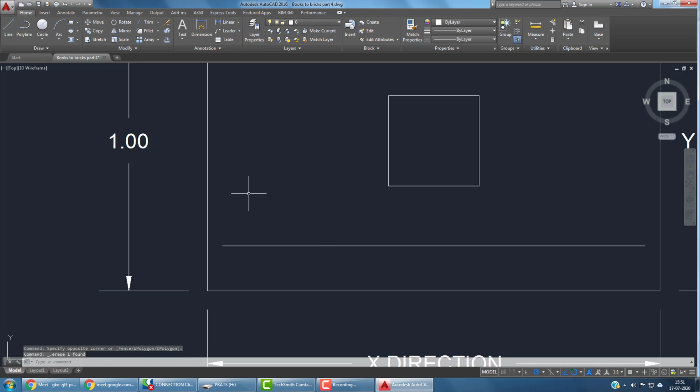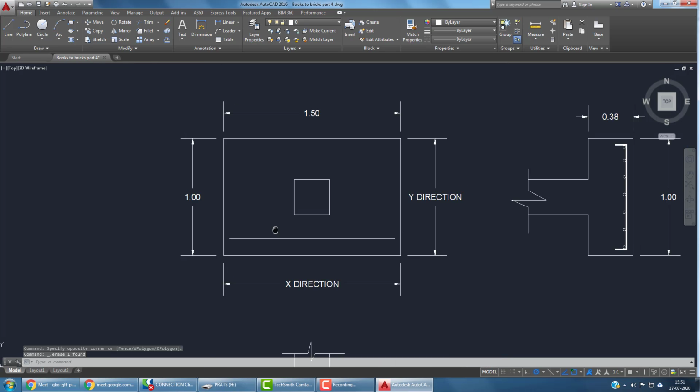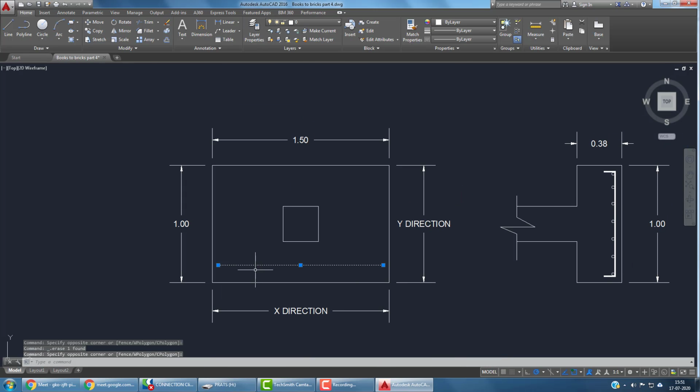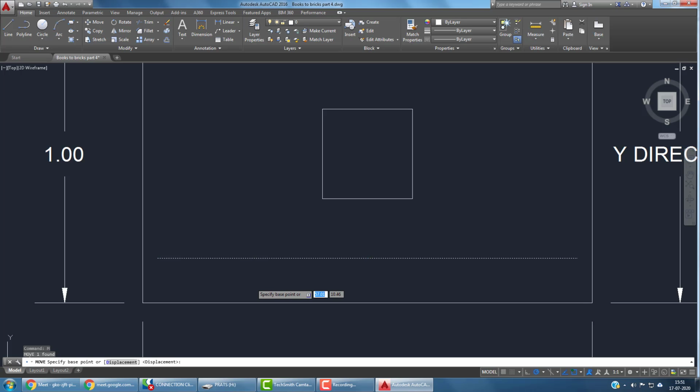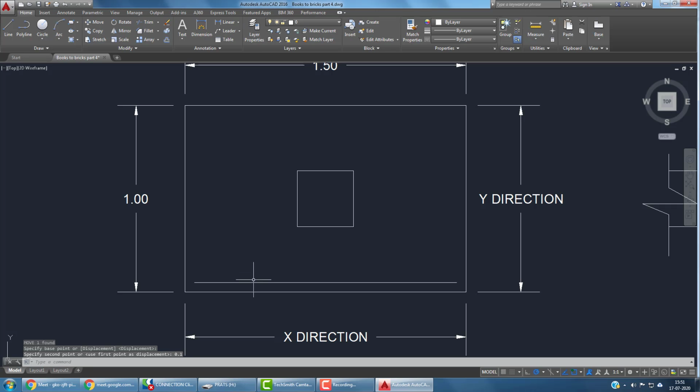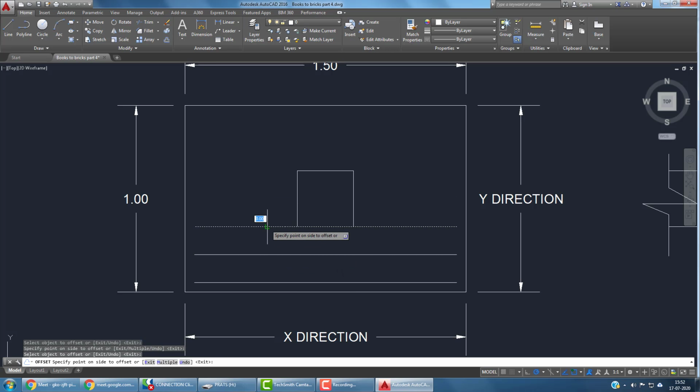So this is how my bar looks, correct? When I say 50 mm, I will be placing this bar at a distance of 0.05, that is 50 mm. So when I say center to center distance, I will be putting 0.15 and I will go on placing this. See, the important thing in this is, don't get confused.